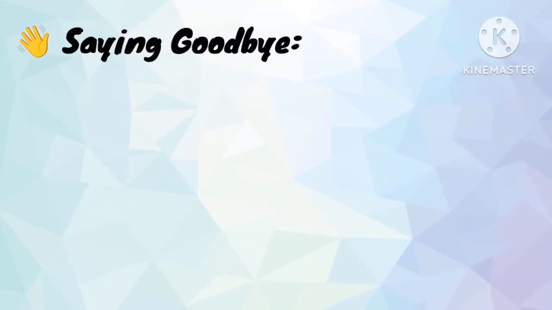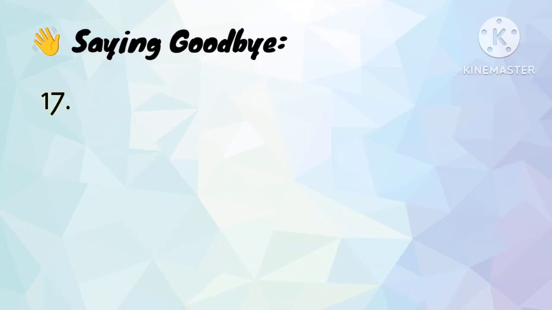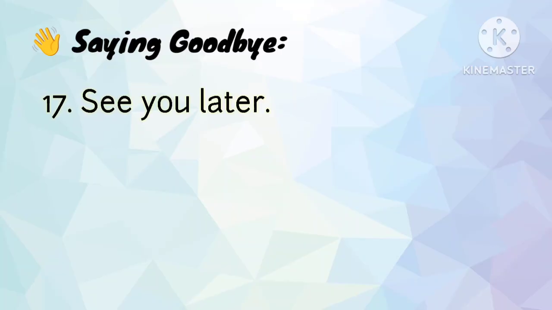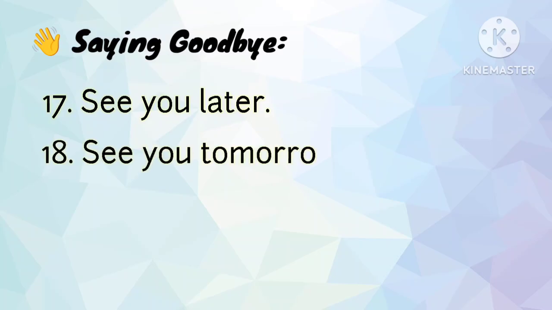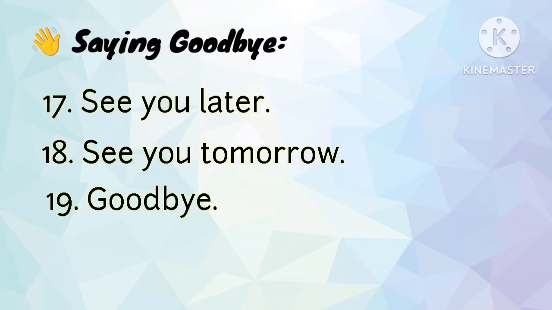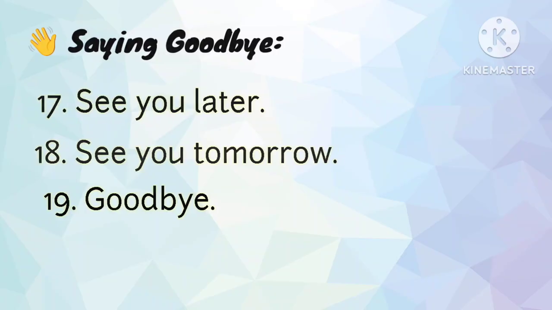Now, let's learn how to say goodbye. The first phrase is, see you later. Use this when you expect to meet the person again soon. Next, see you tomorrow. This is the one to use when you know you will meet the person the very next day. And goodbye. This is a standard, more formal way to end a conversation. And that completes our list. You're all set to start greeting people with confidence.